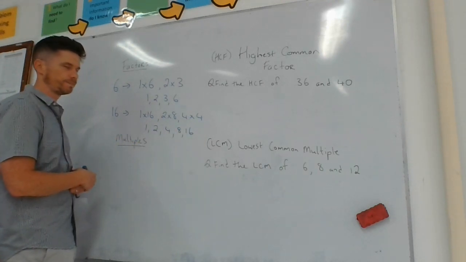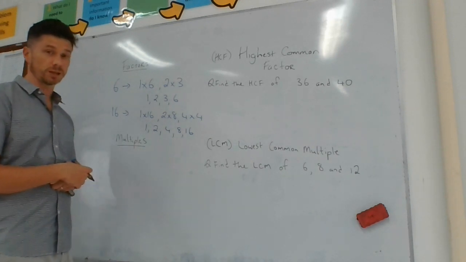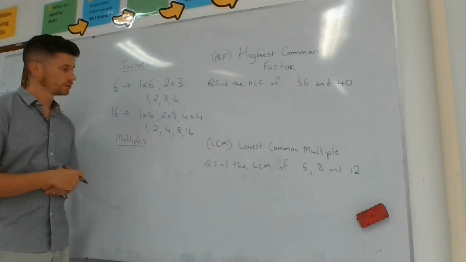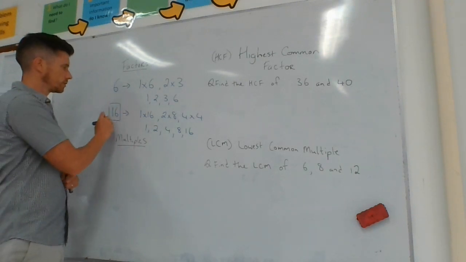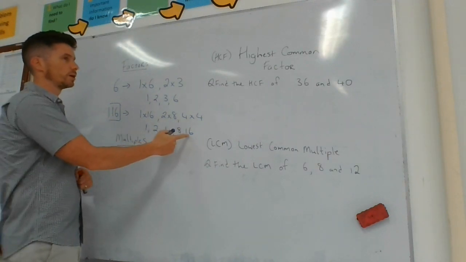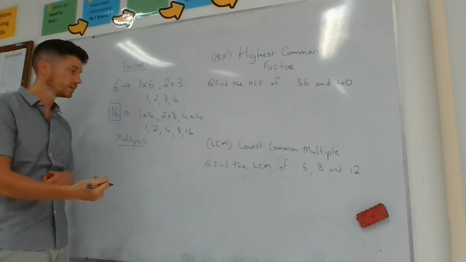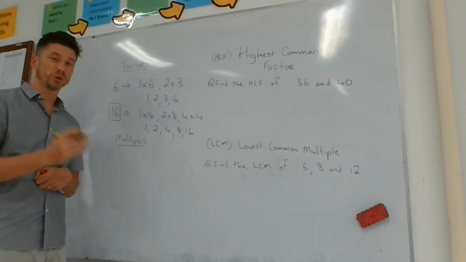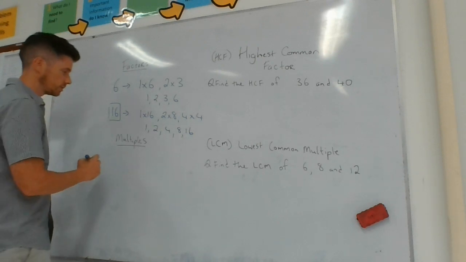These are the 5. So you can use your knowledge of timetables to help you with factors, but they're always going to be smaller than, or equal to, the number you were given. So this is 16. All these numbers are equal to 16 or smaller. Now multiples are equal to or bigger than the number. So they're the answers to the times tables.